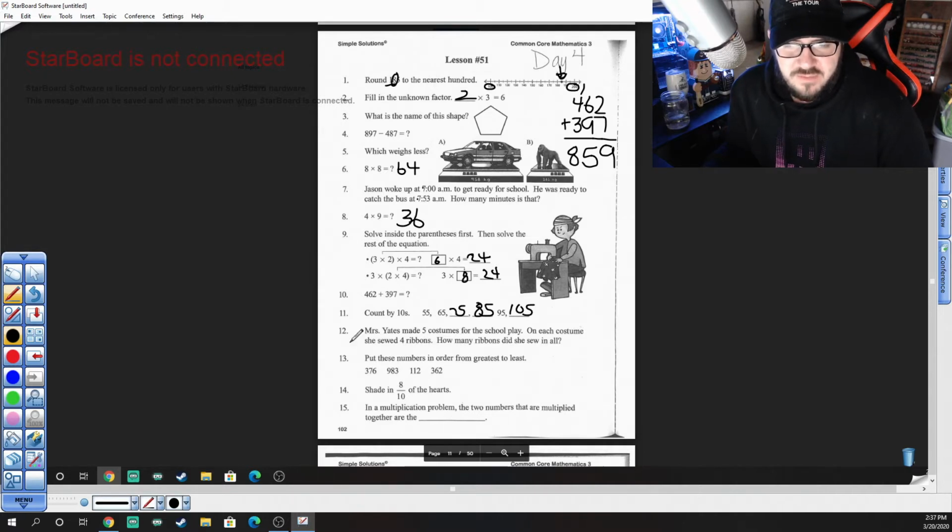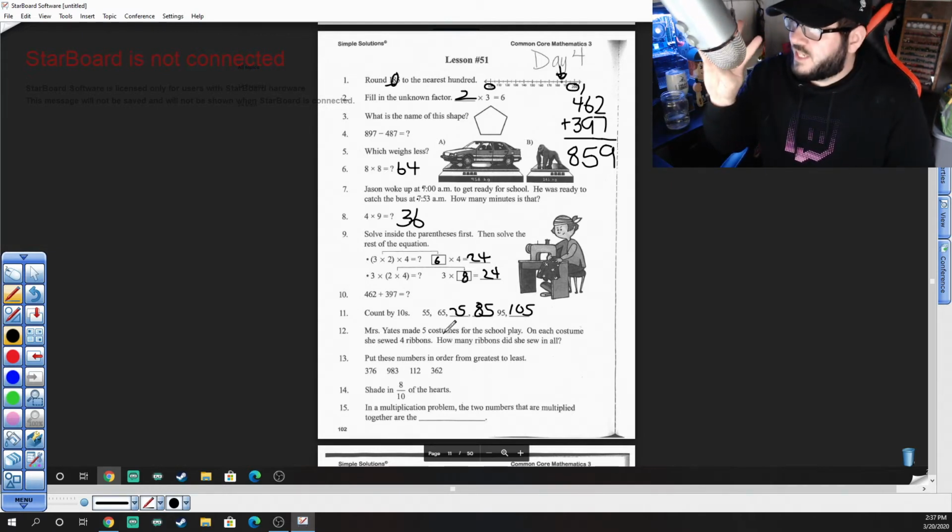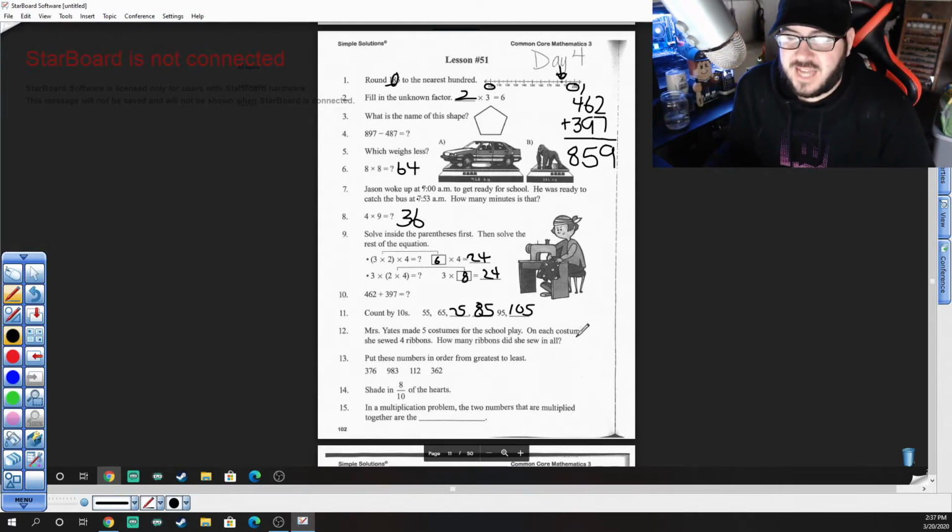All right, number 12, Mrs. Yates made 5 costumes for the school play. On each costume, she sewed 4 ribbons. How many ribbons did she sew in all? So 5 costumes, 4 ribbons each. 5 times 4, not 5 plus 4. Because we're talking about different things, we want to multiply. Okay, and that's going to give me an easy answer of 20.